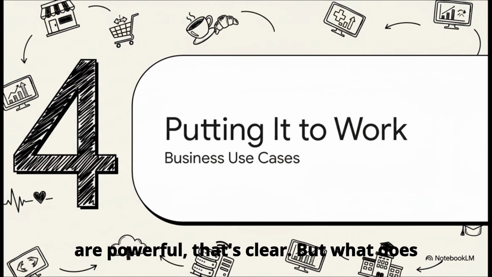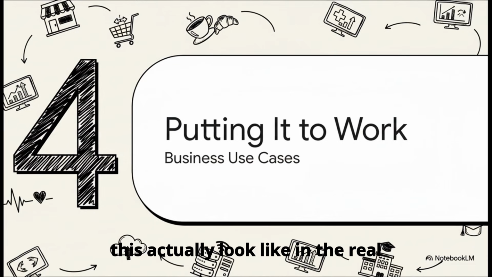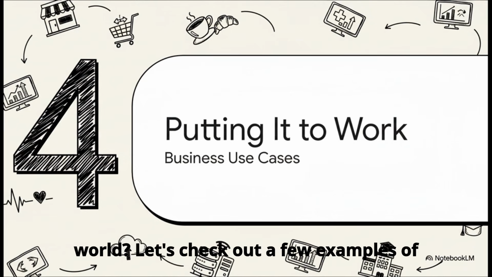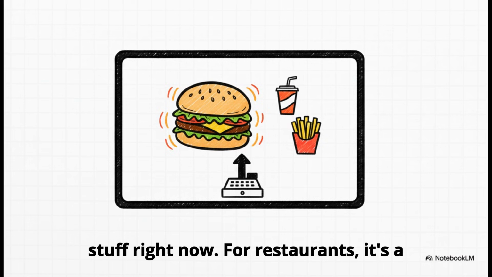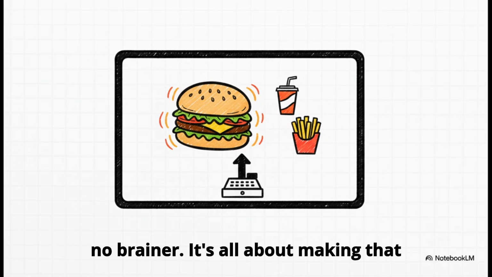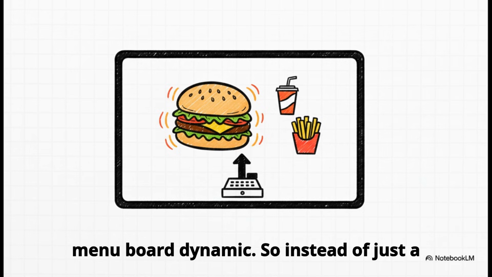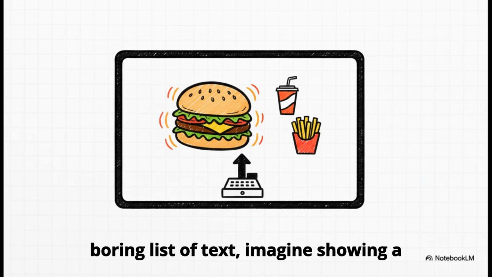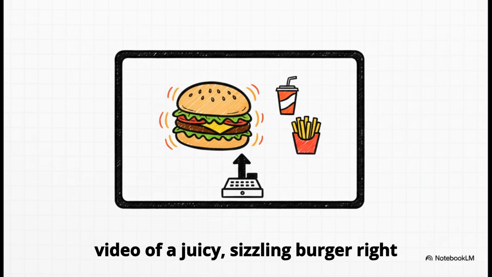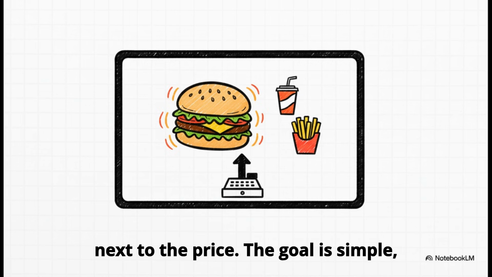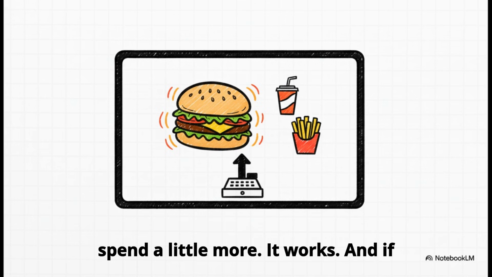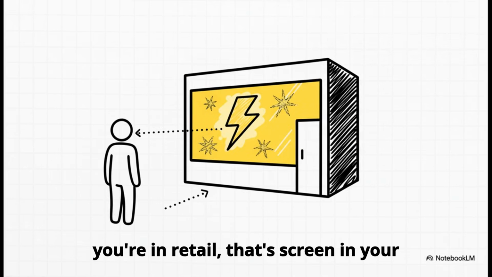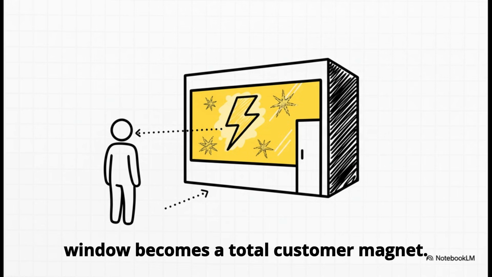Okay, so we know the features are powerful. That's clear. But what does this actually look like in the real world? Let's check out a few examples of how different businesses are using this stuff right now. For restaurants, it's a no-brainer. It's all about making that menu board dynamic. So instead of just a boring list of text, imagine showing a video of a juicy, sizzling burger right next to the price. The goal is simple, right? Make people hungry and get them to spend a little more.